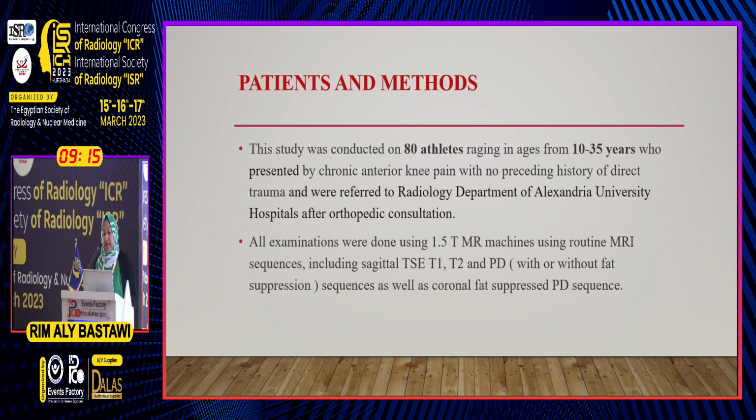This study was conducted on 80 athletes ranging in age from 10 to 35 years who presented with chronic anterior knee pain with no preceding history of direct trauma and were referred to the Radiology Department of Alexandria University Hospitals after orthopedic consultation. All examinations were done using 1.5 Tesla machines using routine MRI sequences, including sagittal T1, T2, and proton density sequences with or without fat suppression, as well as coronal fat suppressed proton density sequence.